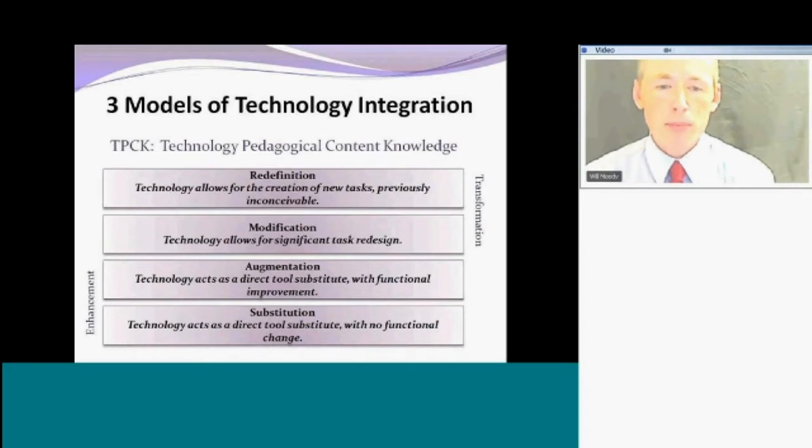The first one is called the TPAC Model. And if you look at the bottom part of your screen, you can see that at the very lowest end of the spectrum of technology integration, we have technology being used as a substitute. So, for example, you may have had a lesson where students had to write something by hand. And if you're using technology as a substitution, the students may use a word processing program instead of writing something by hand. And that would be sort of the lowest end of technology integration.